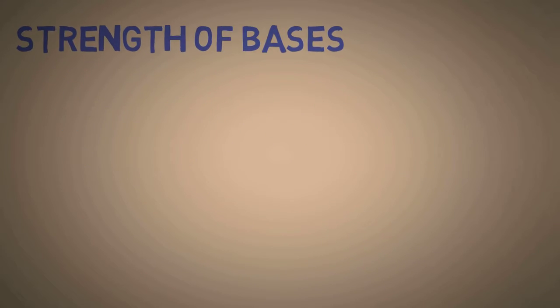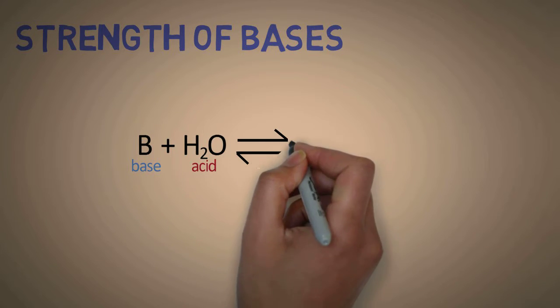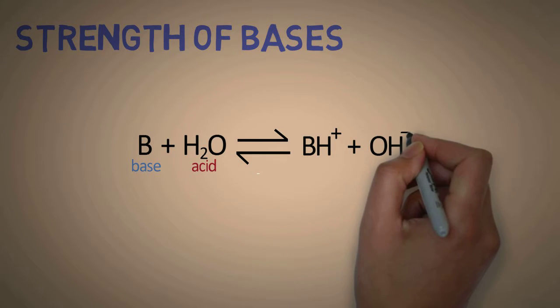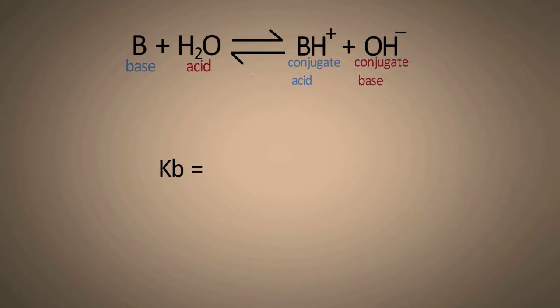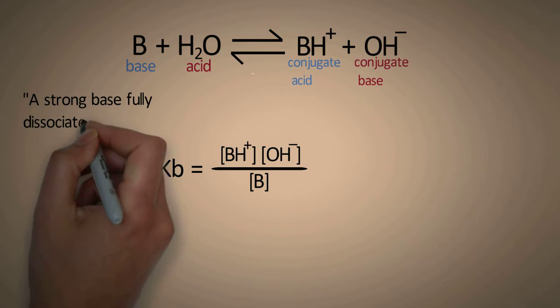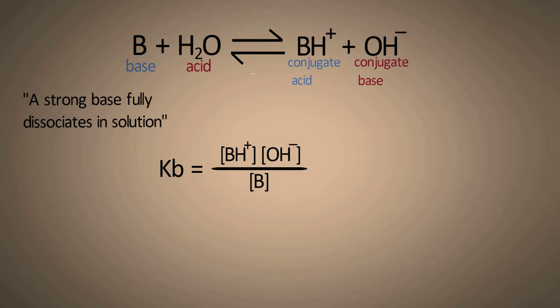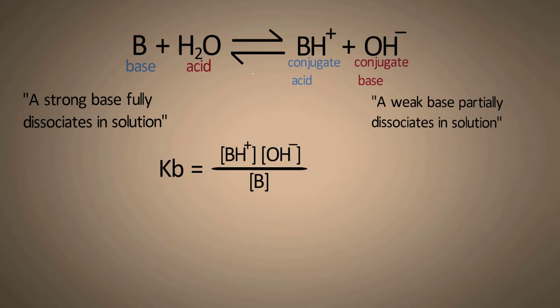If we were to look at a standard reaction, we have our base reacting with water, which acts as an acid, forming our conjugate acid and conjugate base. And with this equation we can get the basicity constant, Kb. And again, we ignore water for it being in excess. Just like acids, a strong base fully dissociates in solution, and a weak base only partially dissociates in solution. So the definitions should be familiar.